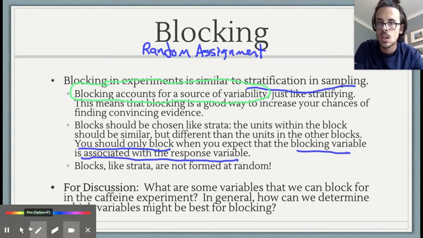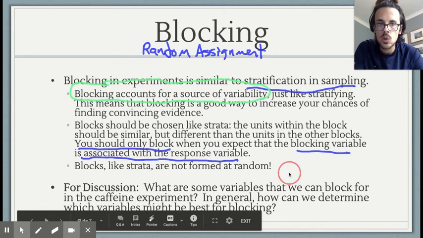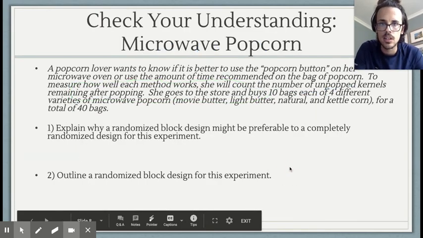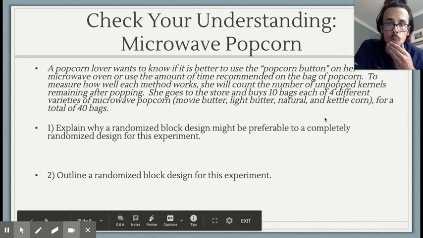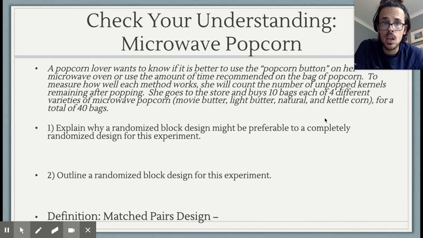All right. So I believe that this guy right here is my last slide. Let me verify that. Yeah, it is. So we have a fresh context right here, and I'm not going to write this. I'm just going to talk you through it. So we have a popcorn aficionado here, and she has 4 types of popcorn, and she's going to see if the popcorn button on the microwave does better with popping the kernels than using the amount of time printed on the bag. And when she goes to the store, she's going to buy 4 kinds of popcorn. There's movie butter, light butter, natural, kettle corn.